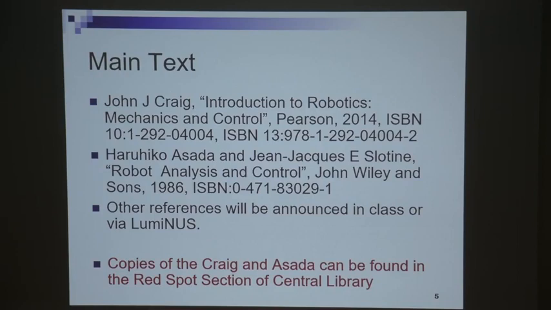So these are the main texts. You have Introduction to Robotics: Mechanics and Control. You also have the Asada book on robot analysis and control. I will announce other references in class or via Canvas. You can find copies of the two books, Introduction to Robotics and Asada, in the reserve section of the Central Library. You can borrow the books and look at them. Not all materials are from one single book. So if you don't want to buy the books, you can borrow them from the Central Library.